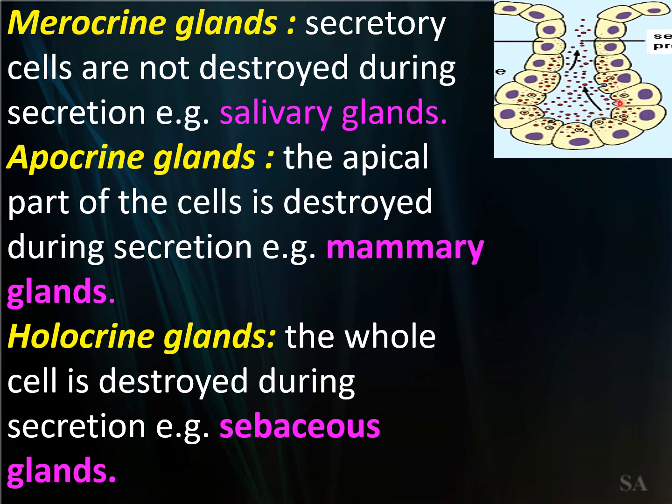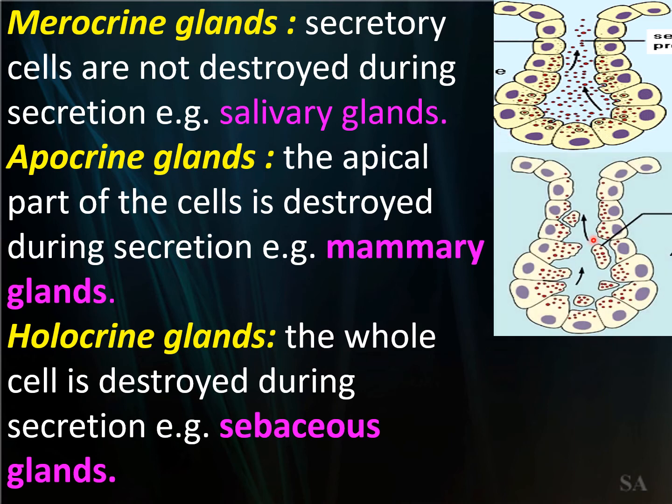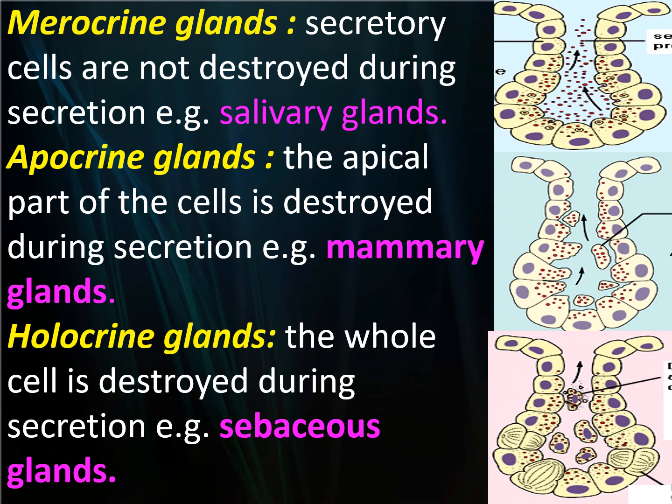If the cell has an apical part and this apical part is destroyed during secretion, we call it an apocrine gland. This is present in the mammary gland. So this is merocrine, where the cell is not destroyed during secretion, and in the mammary gland the apical part is destroyed during secretion. And if the cell as a whole is destroyed, we call it a holocrine gland. This is present in the sebaceous gland of the skin.